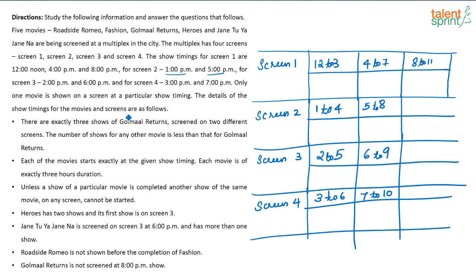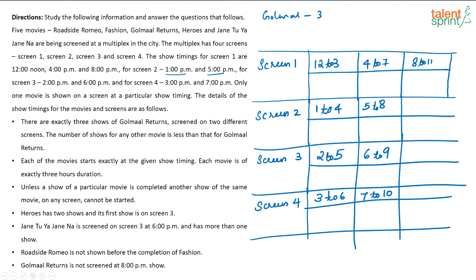The details are as follows. There are exactly 3 shows of Golmaal Returns screened on 2 different screens. The number of shows of any other movie is less than Golmaal Returns. So Golmaal has 3 shows. Totally how many shows are there? 1, 2, 3, 4, 5, 6, 7, 8, 9. Out of these 9 shows, 3 shows are of Golmaal Returns. The number of shows of any other movie is less than Golmaal Returns. Each movie starts exactly at the given show timing. Each of the movies has exactly 3 hours of duration.